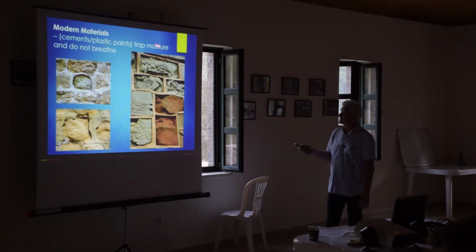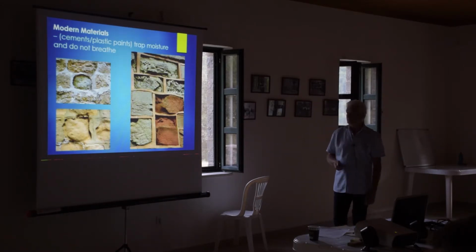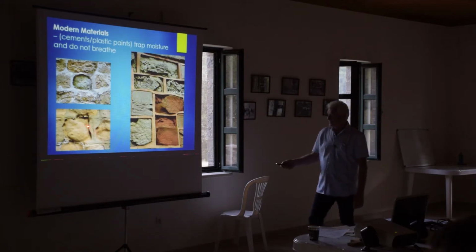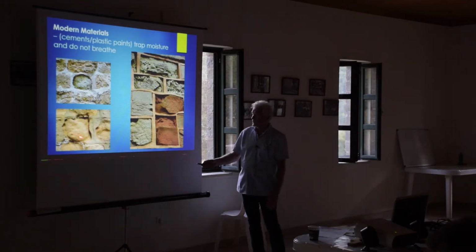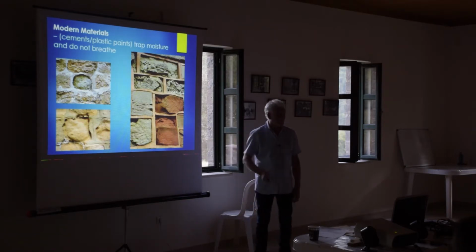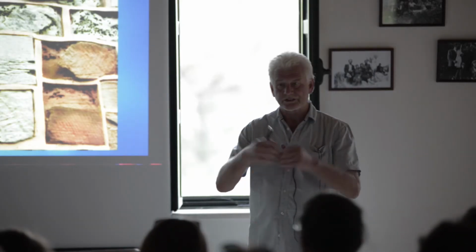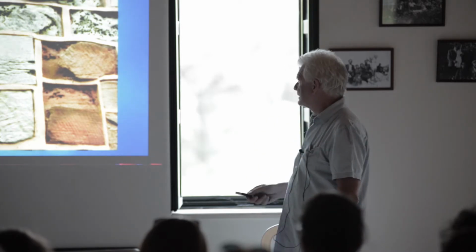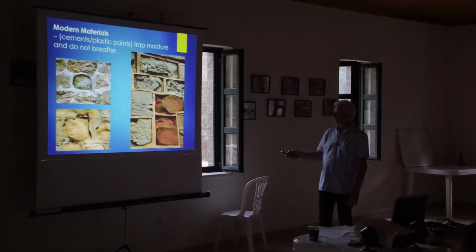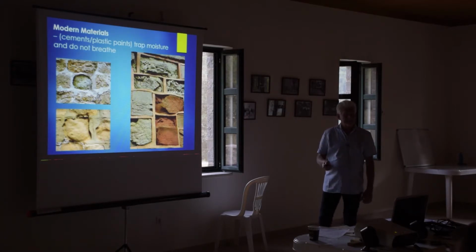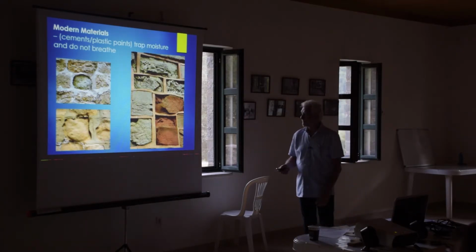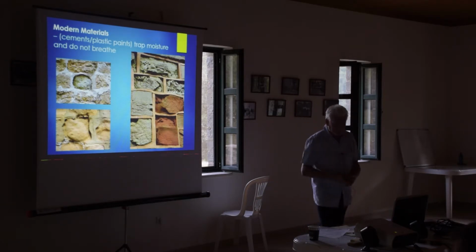So this is what happens. Cement and plastic paints trap moisture and do not breathe. So this is a stone where repointing was done using cement. The water couldn't get out through the cement, so it came out through the stone. And the face of the stone is lost. Same here. I'm sure you've all seen examples of this at some stage or other.